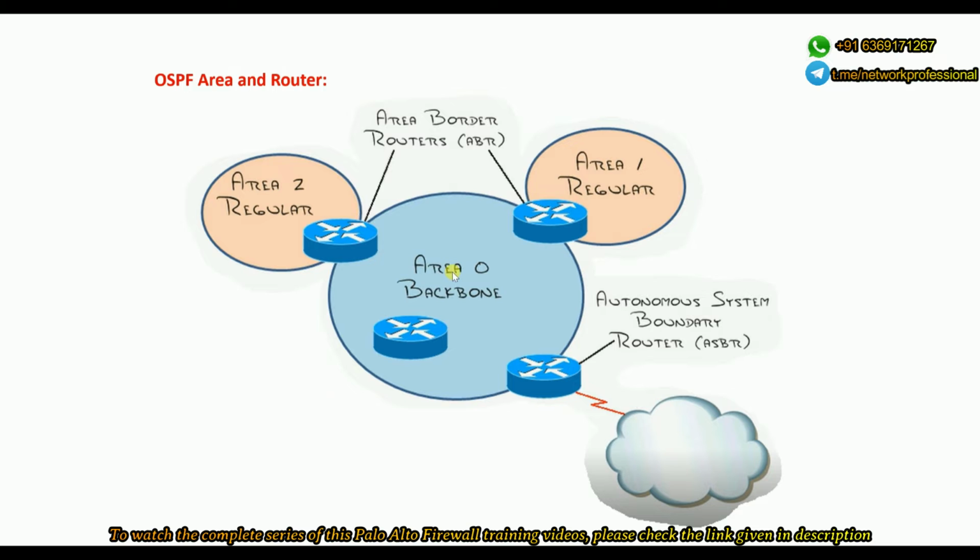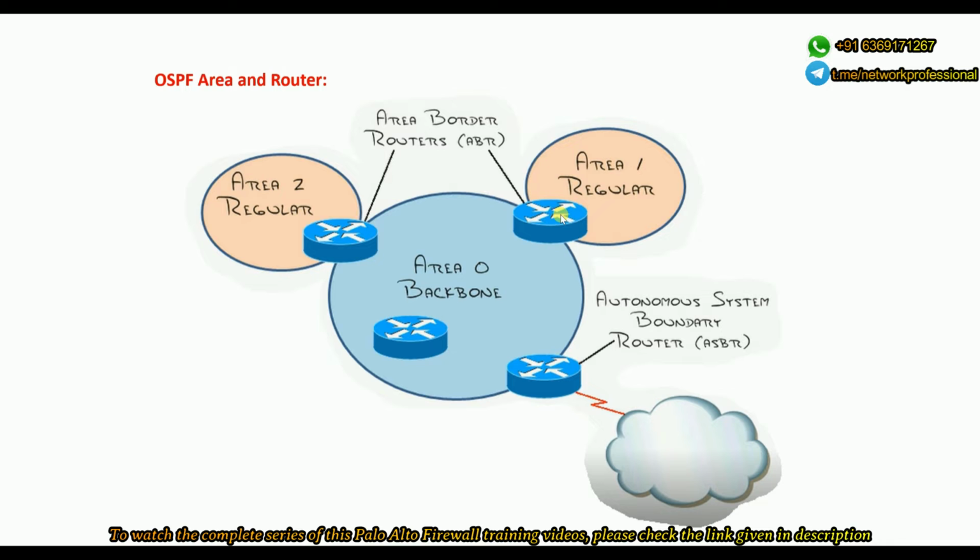Any router that is placed within area 0 is known as a backbone router. Any router within the other areas is an internal router. And a router which is part of both another area and the backbone area, connecting two areas, is referred to as an area border router, ABR.